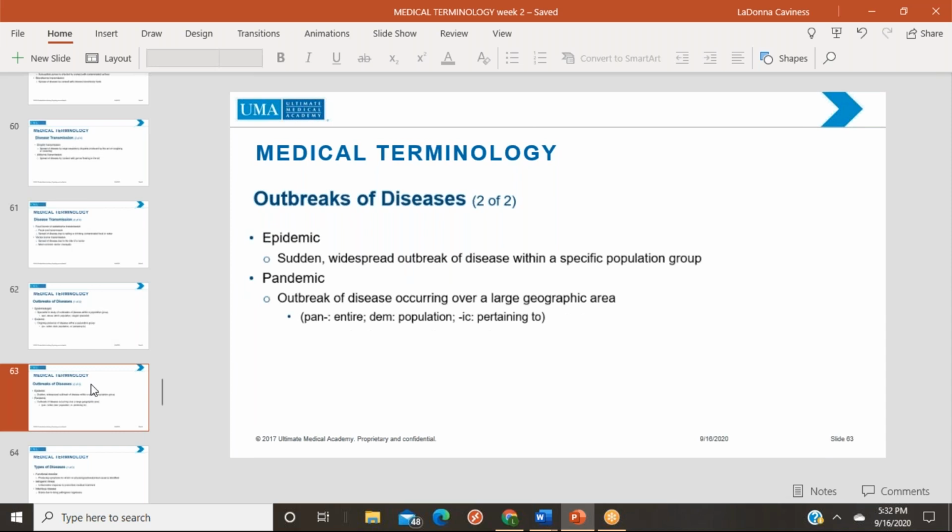Epidemic, a sudden, widespread outbreak of a disease within a specific population group. And pandemic is an outbreak of a disease occurring over a large geographic area. And so right now, currently with COVID-19, we're experiencing a pandemic. This pandemic is all over, complicating large geographic areas, and it's not just specific to one area or a group of people.